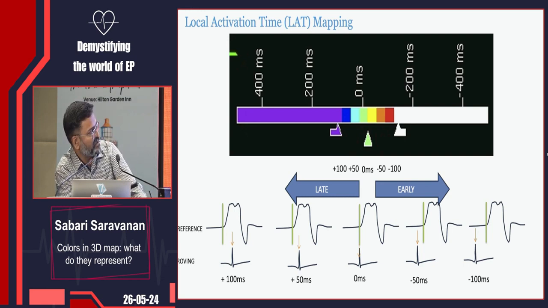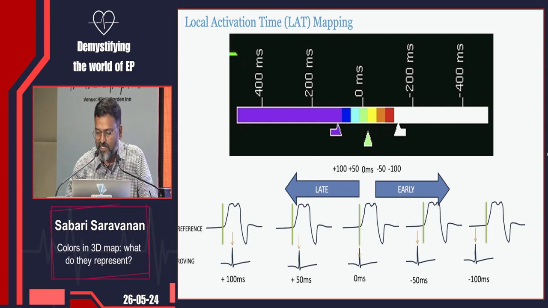The green color starts with these 0 milliseconds. And then as it goes earlier, it will become orange, yellow, red, and white is the earliest. And when it goes later, it will become green, light blue, dark blue, purple colors. So this is what the system is actually doing.